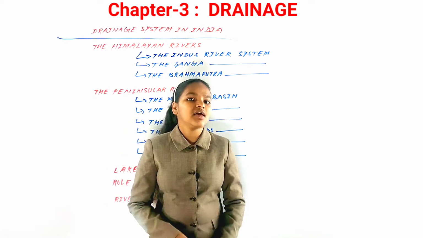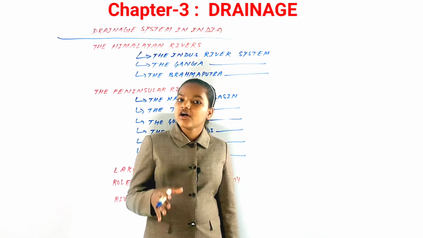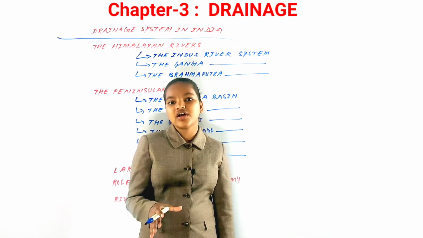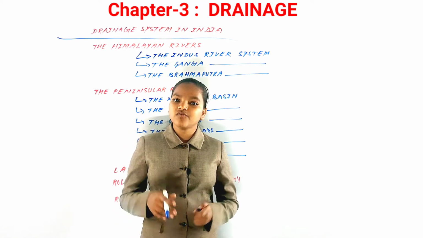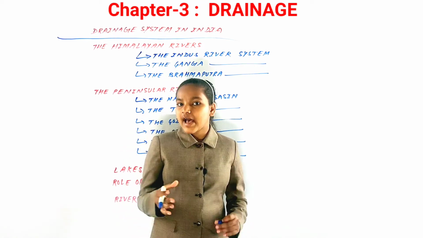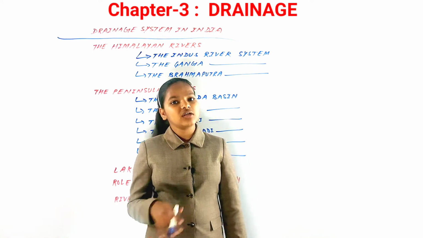Now the first one is dendritic. In this drainage pattern, if there is a land, and because of the slope of that land, the river is flowing.